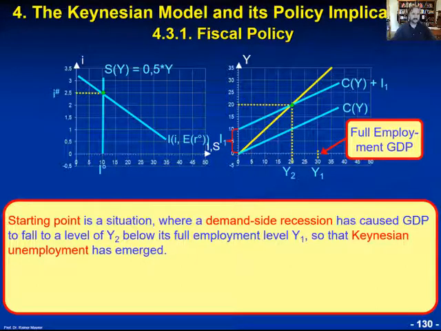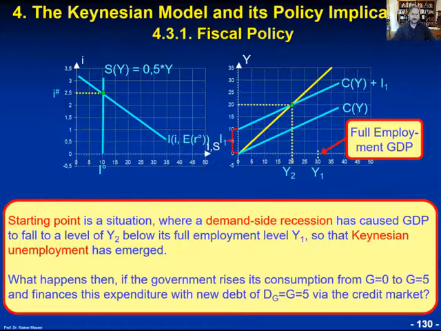What happens then in this situation if the government raises its government consumption from 0 to, let's say, 5 units, the length of one little quad, and finances this expenditure with new debt equal to also 5 units, the length of one little quad, borrowed on the capital market? This is the question we are going to analyze now.